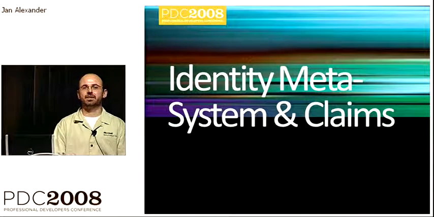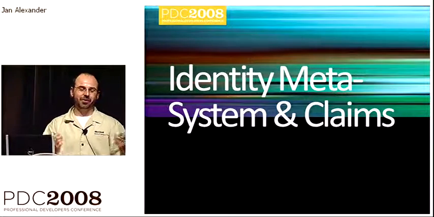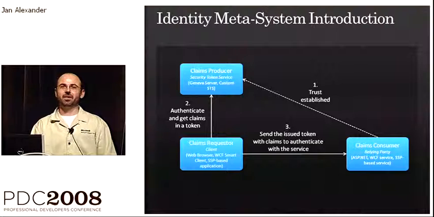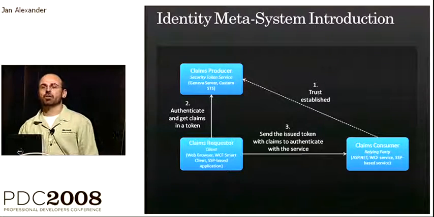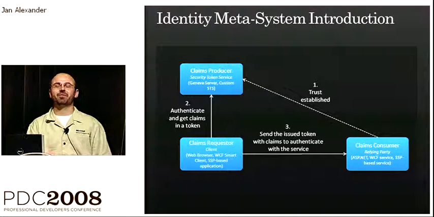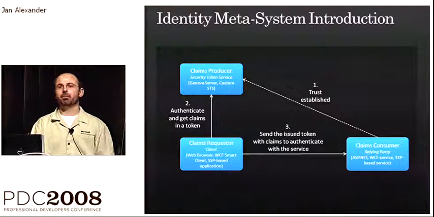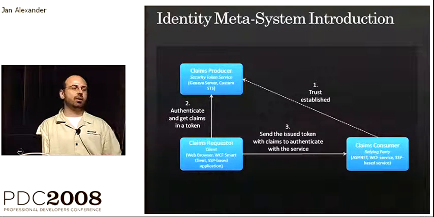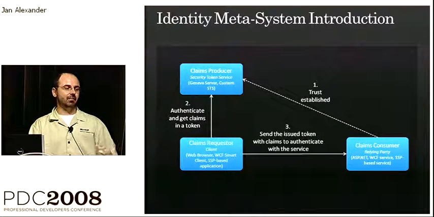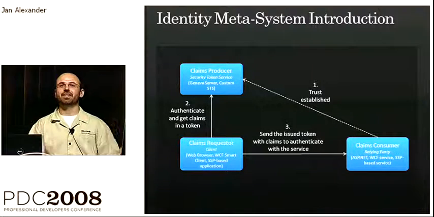So first of all, let's level-set on some terminology. I assume a lot; it's supposed to be a 400-level talk. Just to recollect, our architecture, our model, is all around claims. We flow those claims across various parties in things that we call security tokens. There are three major players in that system. One is called the claims producer. This is the one who makes claims. Then there is a claims consumer. This is the one who is interested in claims, reading them and reasoning about them.